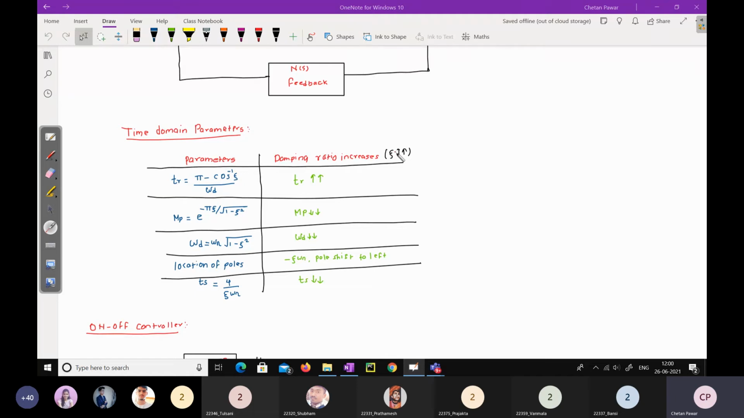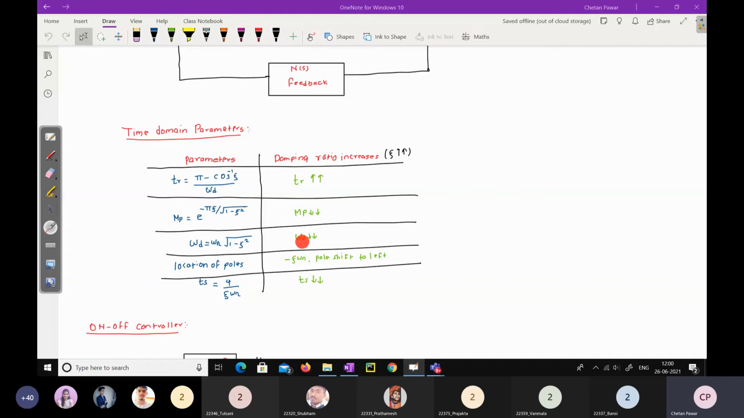If you increase the damping, rise time will increase. From this formula you can see that if you increase the value of zeta, rise time will increase. Peak overshoot will decrease. So peak will decrease, rise time will increase. Damped oscillation frequency will decrease: zeta is increasing, so omega d will decrease.